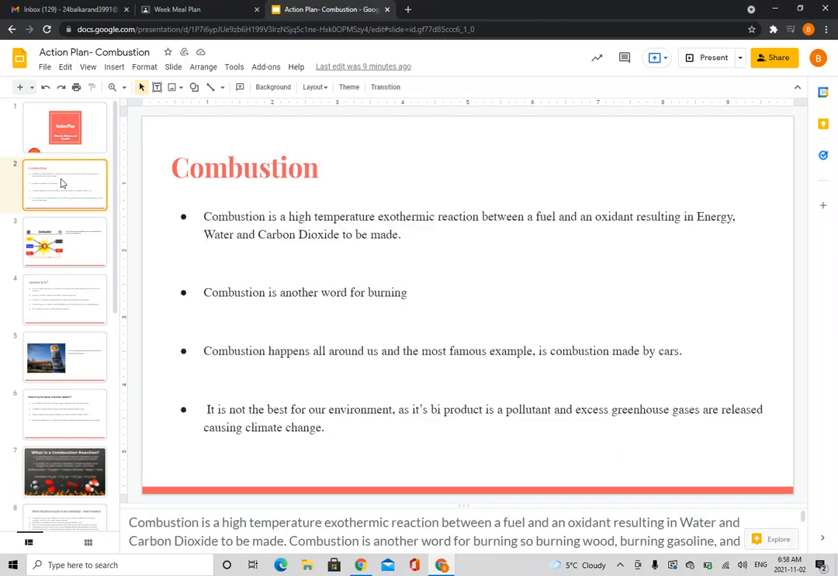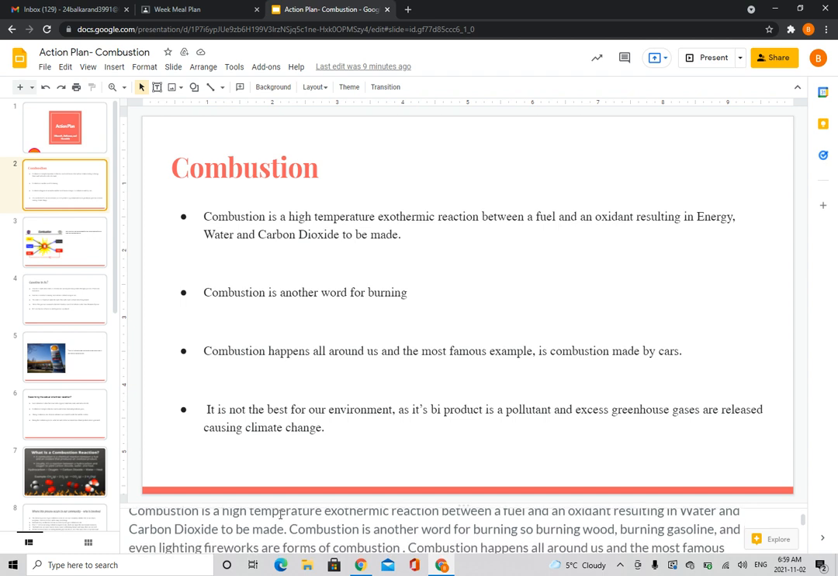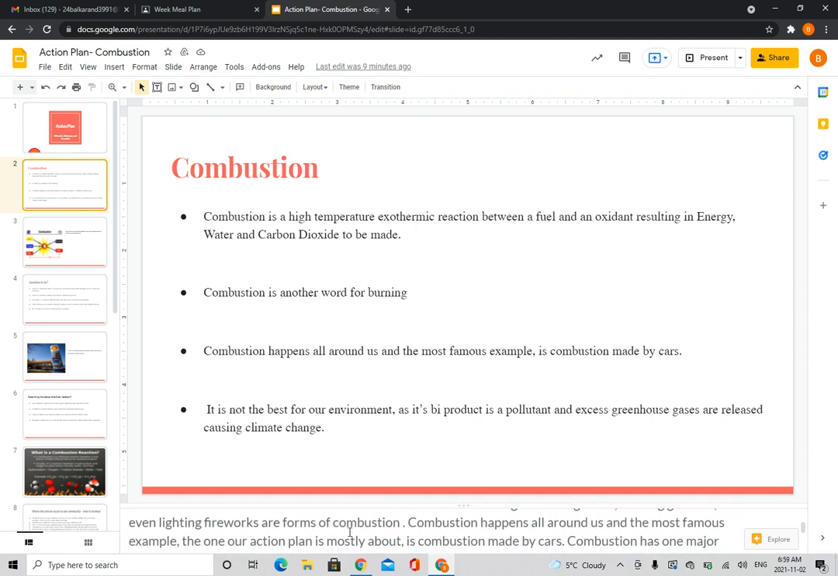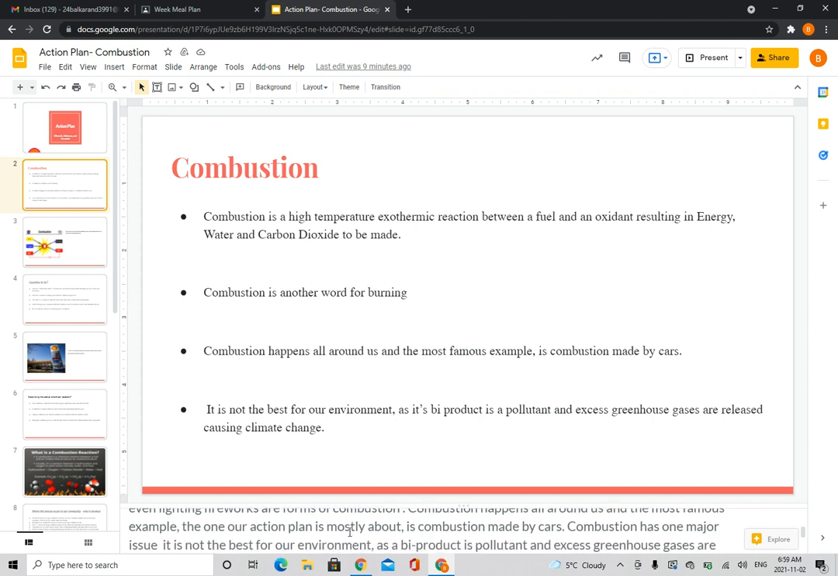Action plan. Combustion is a high temperature exothermic reaction between a fuel and oxidant resulting in water and carbon dioxide to be made. Combustion is another word for burning, so burning wood, burning gasoline, and even lighting fireworks are a form of combustion. Combustion happens all around us, and the most famous example, the one our action plan is mostly about, is combustion made by cars.